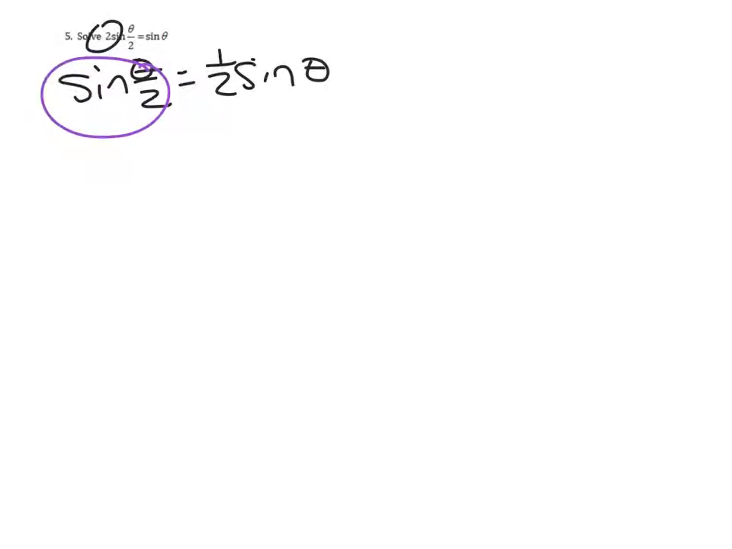Okay, number 5, I want to solve 2 sine theta over 2 equals sine theta. So first off, I'm going to get rid of the 2. So I'm going to have sine theta over 2 equals 1/2 sine theta. The reason for that is I want to try to get this alone so I can substitute it. So I'm going to substitute in with my formula, square root of 1 minus cosine theta over 2.